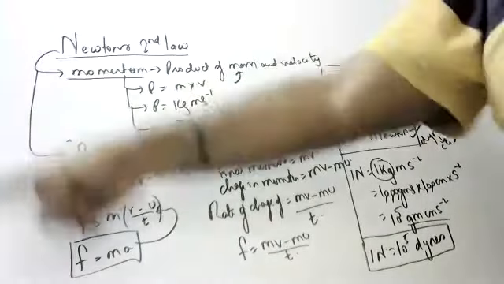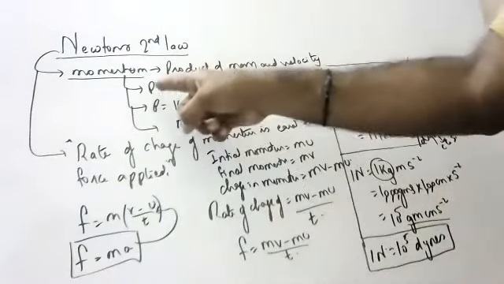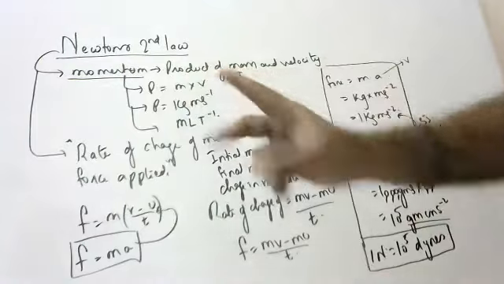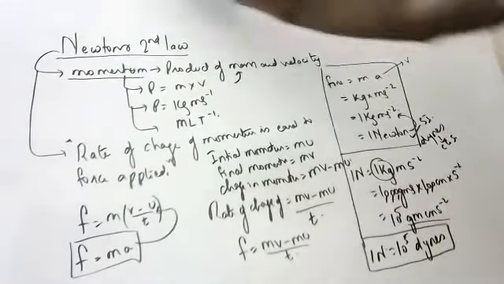Based on Newton's second law, children, we will do some numericals, then you will understand clearly. Here I told two formulas: momentum is equal to mass into velocity, and force is equal to mass into acceleration. Using these two formulas we'll do some numericals, so you will understand clearly what force is.